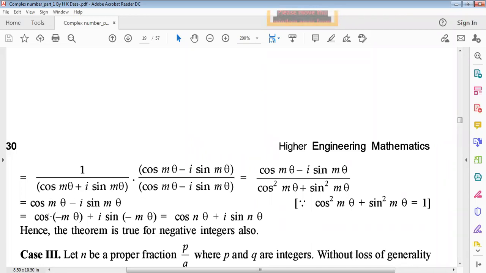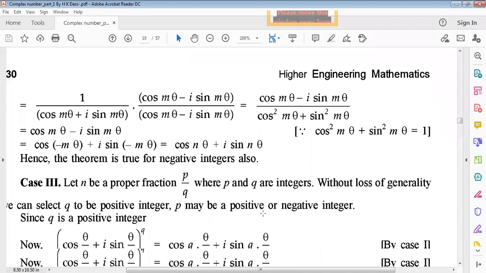This cos m theta can be written as cos(-m theta), and i sin m theta with the minus can be written as i sin(-m theta). So minus m equals n. By a similar process, we have proved that the theorem is true for negative integers also.